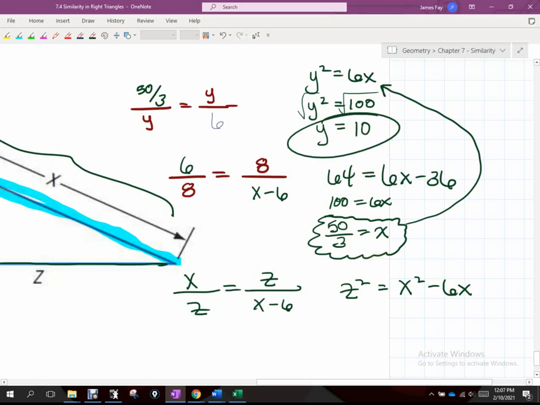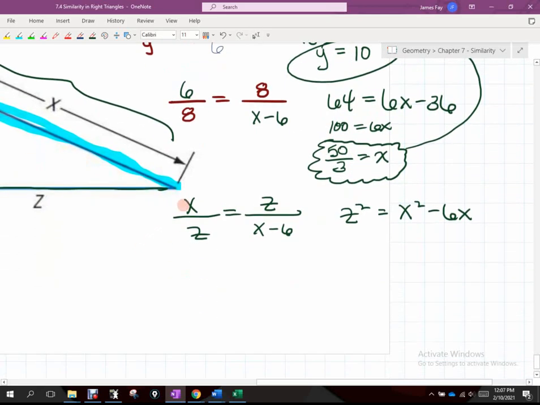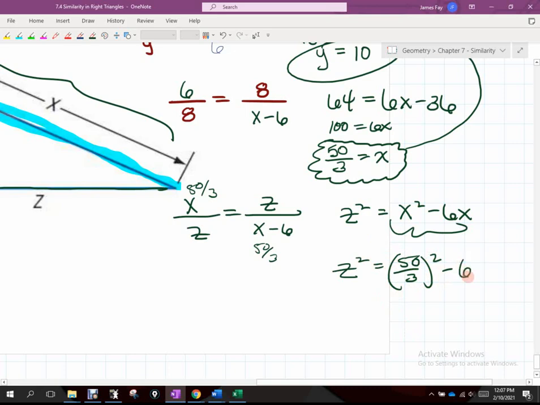X was 50 thirds. Come down here. You can put 50 thirds in here again, depending on how you want to do it. I'm just going to put 50 thirds over here. So z squared equals 50 thirds squared minus 6 times 50 thirds. Okay, 50 thirds. So how do I square a fraction? Anybody know? Just with mental math, how would I do squaring a fraction?